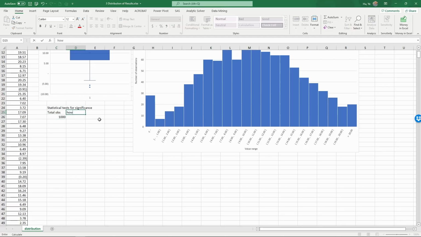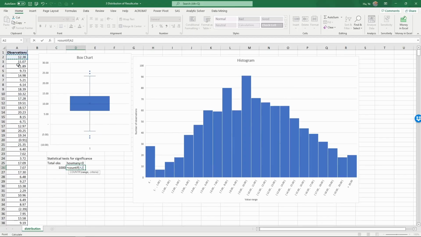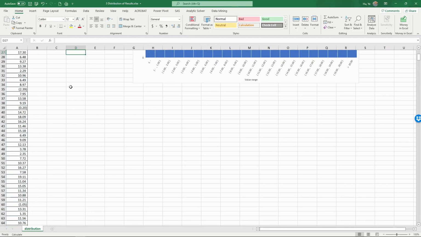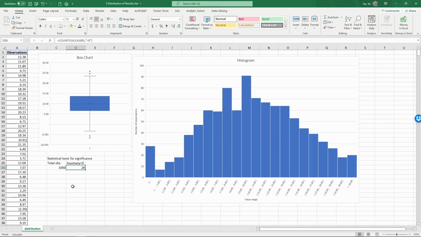How many are less than zero? So we can do a COUNTIF. And again, all the observations, Control Shift down, and we want to set the criteria as quote less than zero and quote, and then close the parentheses and then enter. So here now we can see that we have 28 cases that are below zero out of 1,000. And how frequent are those cases? It's equal to 28 divided by this 1,000 cases.